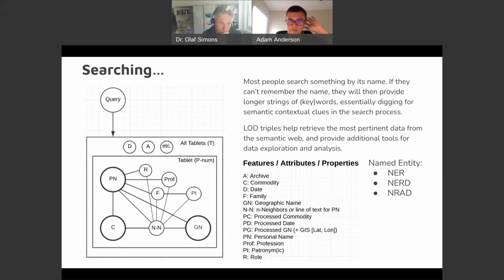Other features that we're working on in addition to the geographic names mentioned on a tablet include the commodities that are listed there and the people, of course, as I mentioned, their roles, professions, families, patronymics, and then the kind of context, the n-grams, if you will, of the text for language modeling.